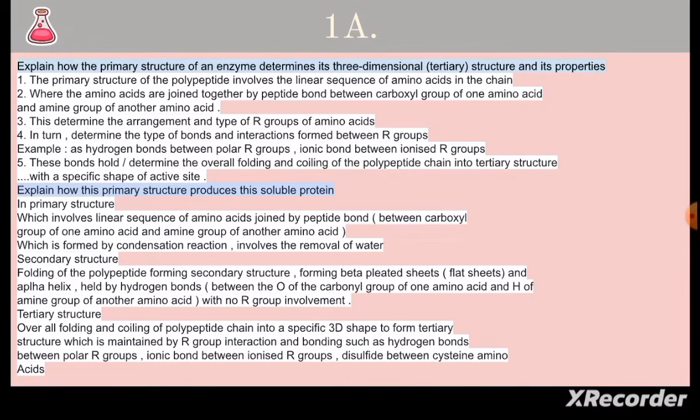These are questions about proteins. This is the most common question about proteins: how the primary structure determines the 3D shape of the protein and its properties.